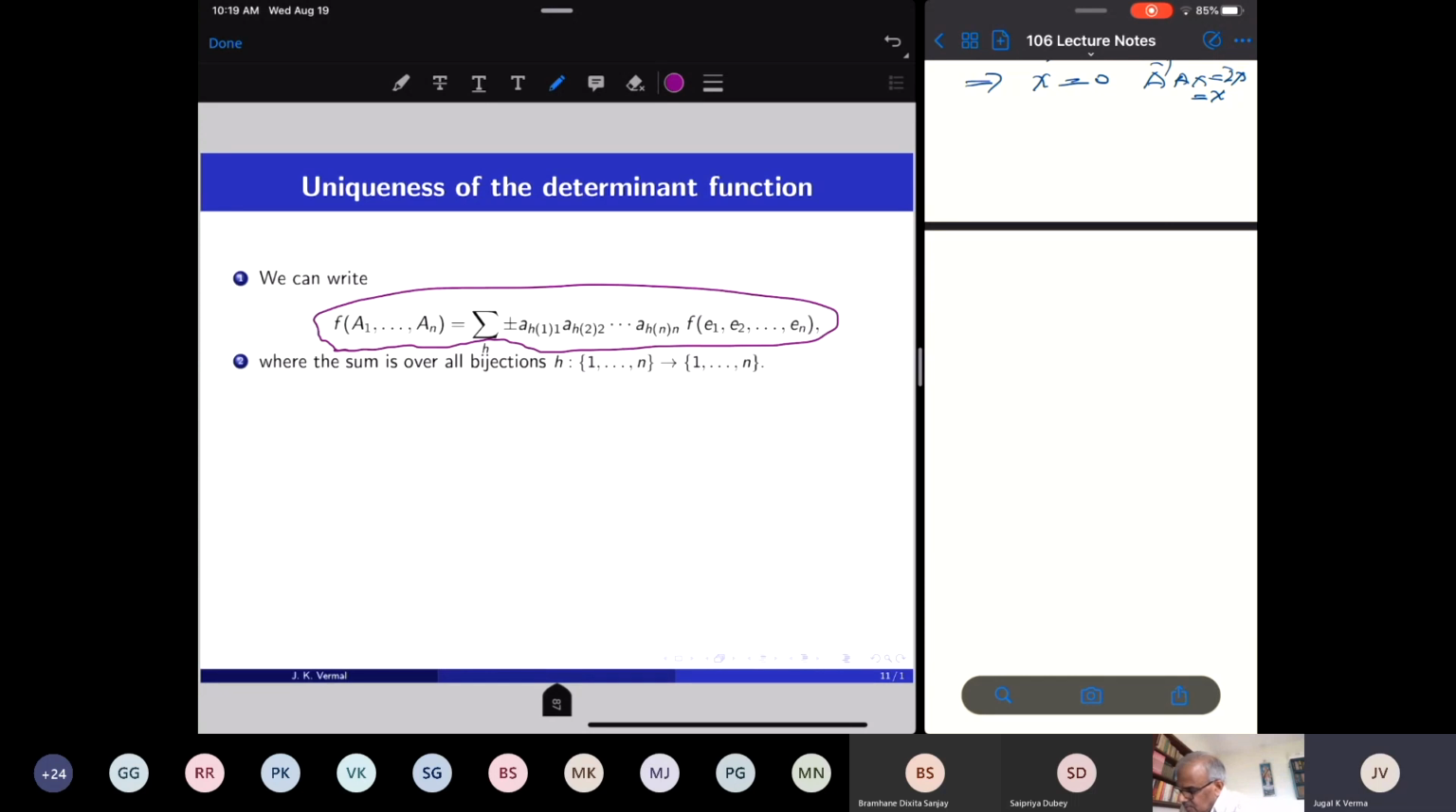So if f of e1, e2, en is 0, then f itself is 0. Okay. So a multilinear alternating function which is 0 on the identity matrix is identically the 0 function. That's what we have proved. Any questions on that? A multilinear alternating function which is 0 on the identity matrix is identically the 0 function.